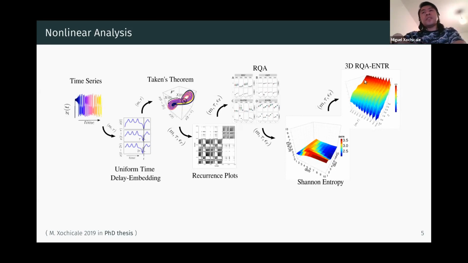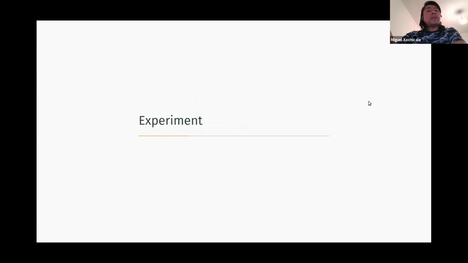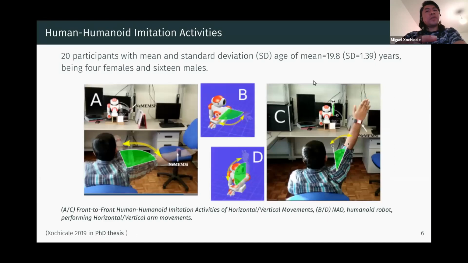And this is also another way to represent this 3D recurrence quantification analysis entropy. So let me show you one experiment that was performed 2 years ago during my PhD thesis. I asked participants to wear an inertial sensor and then basically imitate what the robot did.